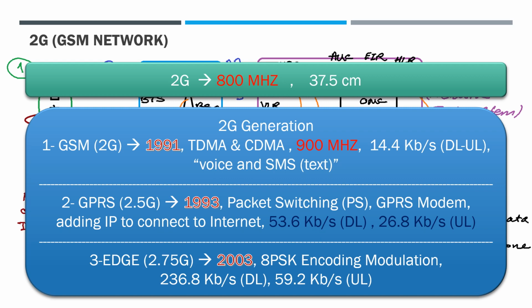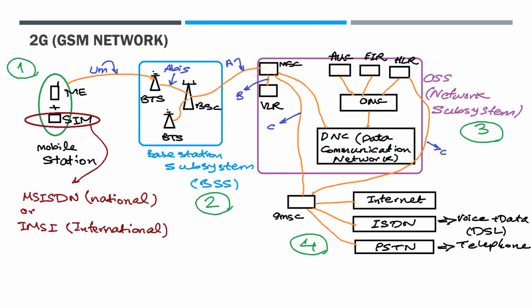Okay, let me go back to the main picture. In this image, we have 4 sections: number 1, number 2, number 3, and number 4. What are these? First of all, section number 1 involves the mobile device and SIM card that can identify the owner in internal connection by the MSISDN number and in international connection by the IMSI number.